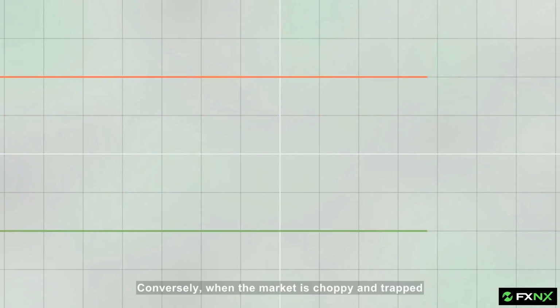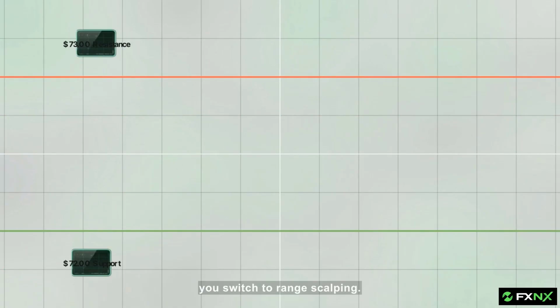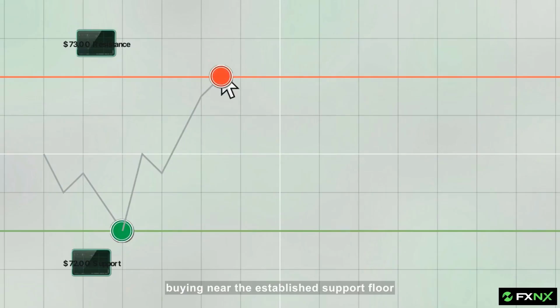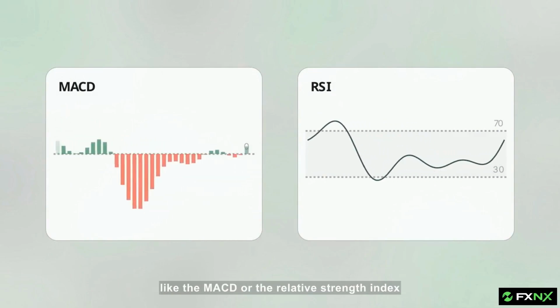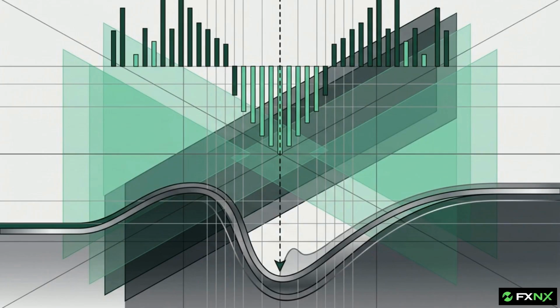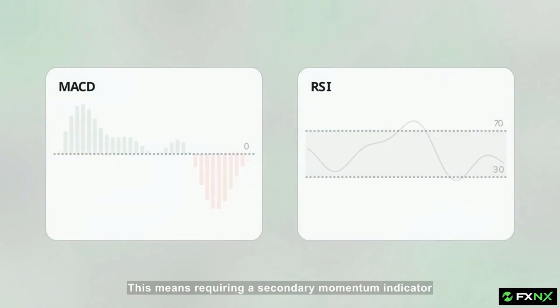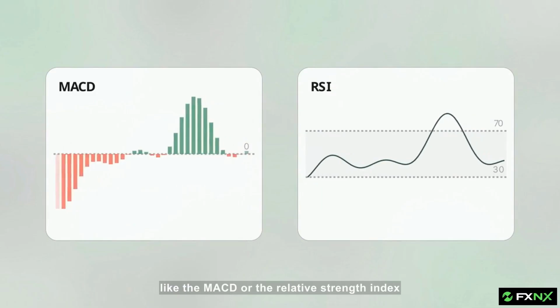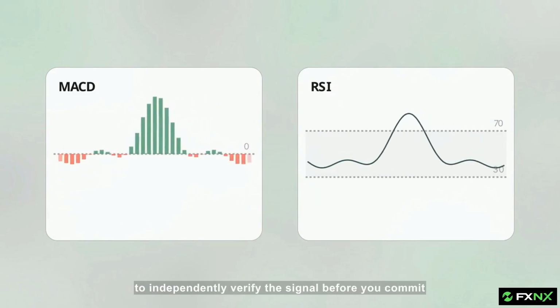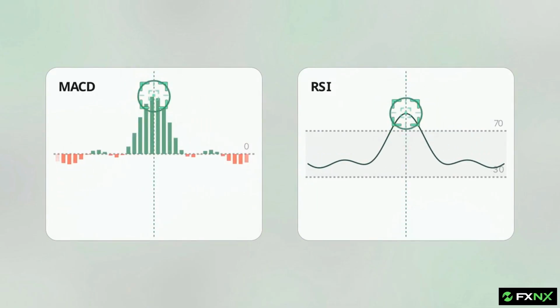Conversely, when the market is choppy and trapped in a channel, you switch to range scalping. Here, you exploit the boundaries, buying near the established support floor and selling near the resistance ceiling as the price bounces between them. But an isolated price movement is never enough to justify a trade. You need confluence. This means requiring a secondary momentum indicator, like the MACD or the Relative Strength Index, to independently verify the signal before you commit capital.